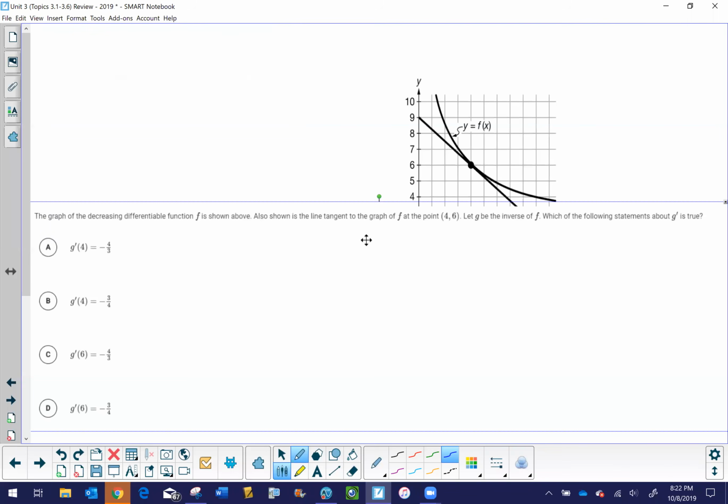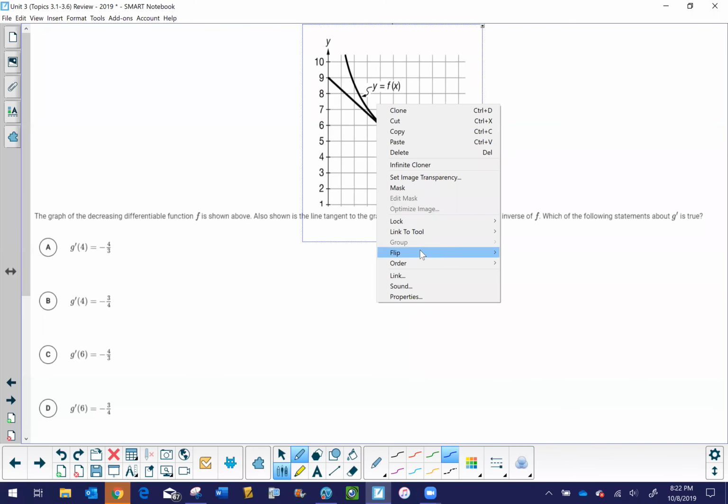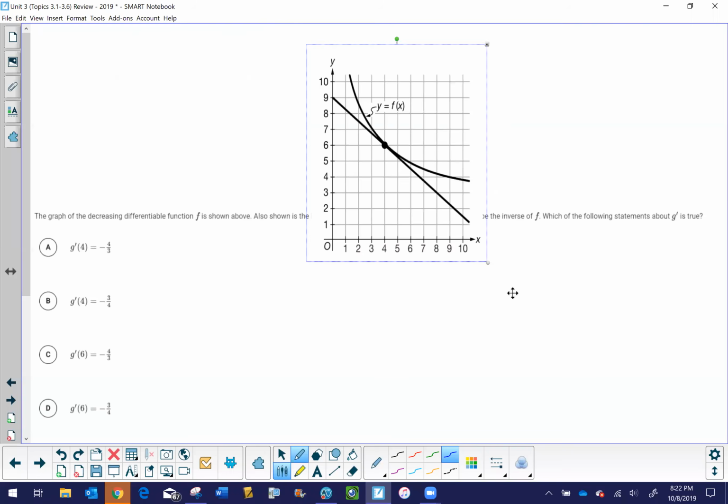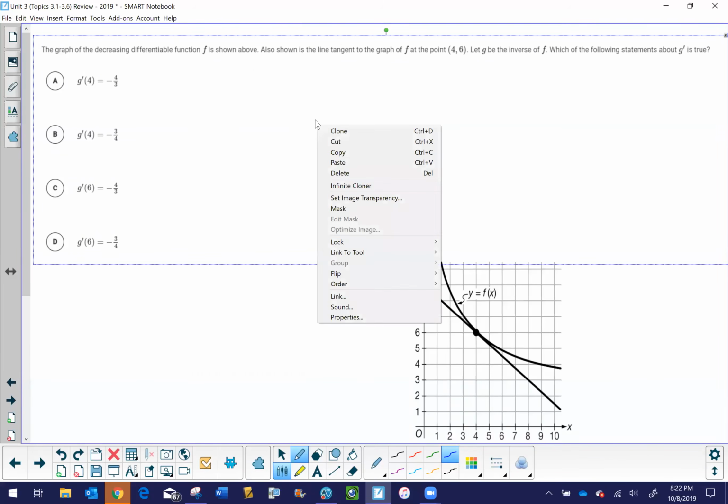Okay, so now it's a matter of how can I arrange this? Is there a way that I can bring this forward? Bring forward, order, bring to the front. There we go. So put that there. Again, you guys are probably going to struggle a little bit if you're viewing this on a very small device.